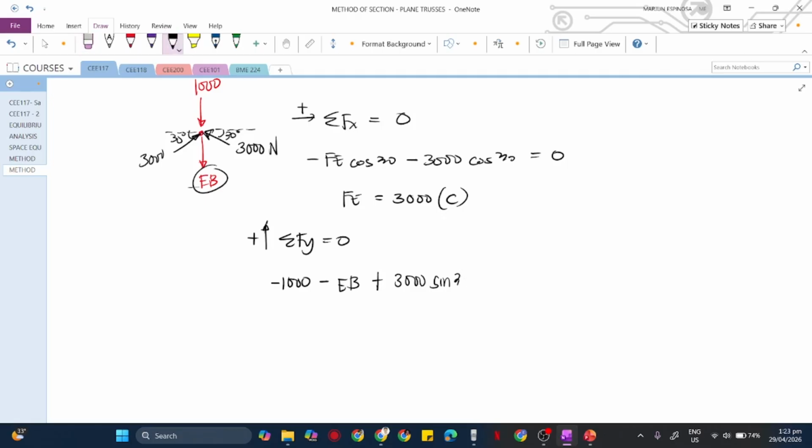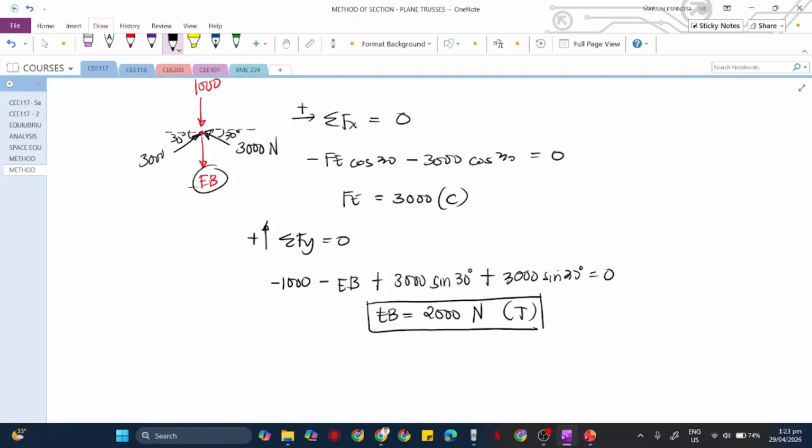Actually, pwede lang tayo mag-multiply ng 2, kasi parehas naman sila, pero baka malito kayo. So, we have here also 3,000 sine 30 degrees. Okay? Equate that to 0. Makukuha na natin yung value ng EB. Anong value ng EB? 2,000. That is equivalent sa 2,000. Positive ba? Yes, sir. Okay, that is correct na tension yung assumption natin. So therefore, yung sagot pala dito is 2,000 Newton.